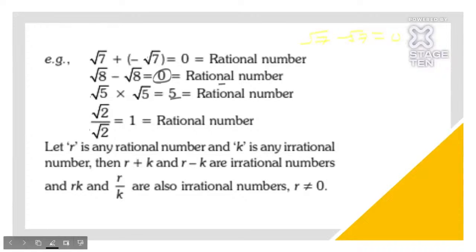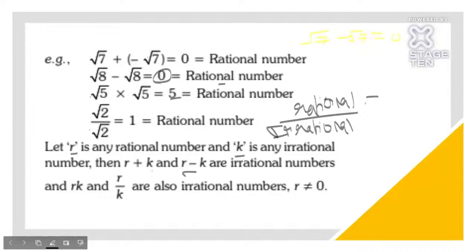Now let's say that there is a rational number r, and k is any irrational number. When I do r plus k, rational plus irrational, and rational minus irrational, that will be an irrational number. And rational number divided by an irrational number, what will that be? That will also be irrational only. And rational multiplied by irrational gives again irrational only.